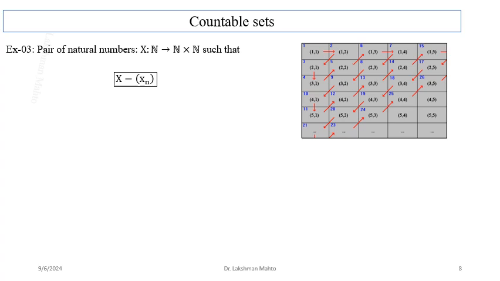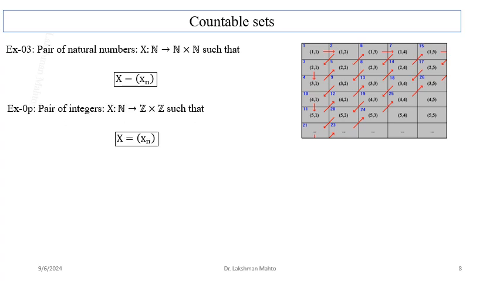So here I am simply saying that if you have N cross N, you can come up with a sequential notation. That means you are able to put the elements of N cross N in a single sequence form. It is not like there would be multiple sequences, just a single sequence form. Are you getting the meaning of this or not? So you are able to put all the members of N cross N in a single sequence form. That's why N cross N is a countable set.